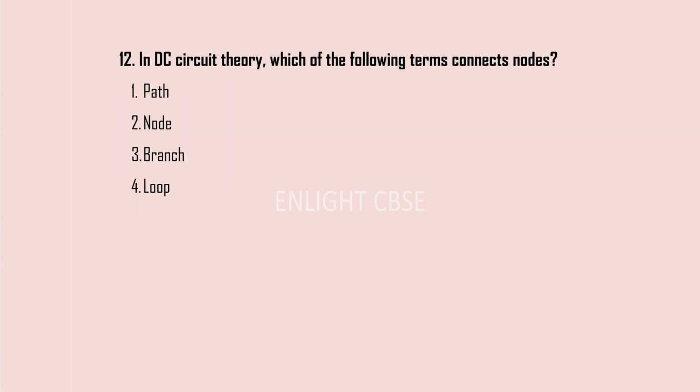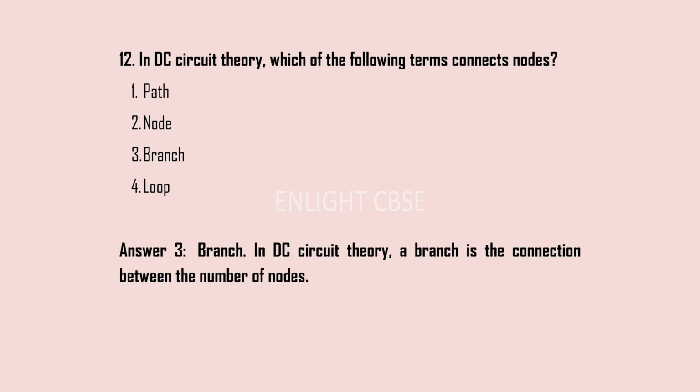Question 12. In DC circuit theory, which of the following terms connects nodes? 1. Path, 2. Node, 3. Branch, 4. Loop. Answer: 3. Branch. In DC circuit theory, a branch is the connection between the number of nodes.